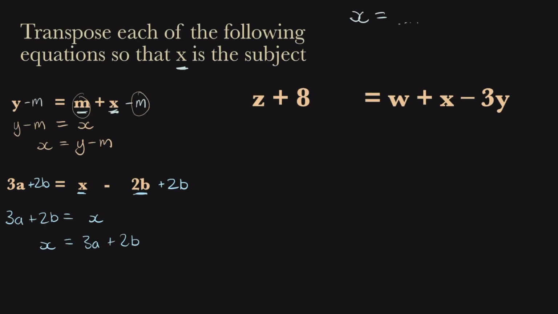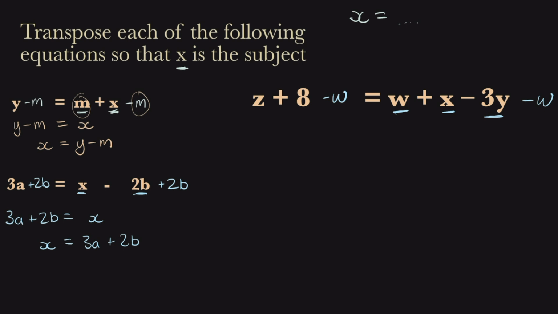This last one, we've got x on the right-hand side, and it's with two other terms. It's with plus w and it's with minus 3y. So what we're going to do is we're going to reverse those terms one by one. Let's start with the w. So I've got a positive w on this side, so I'm going to reverse that by minusing w from this side, which means I have to minus w from this side as well.